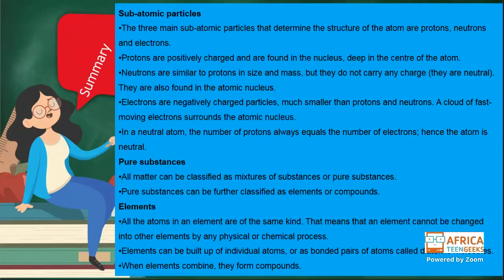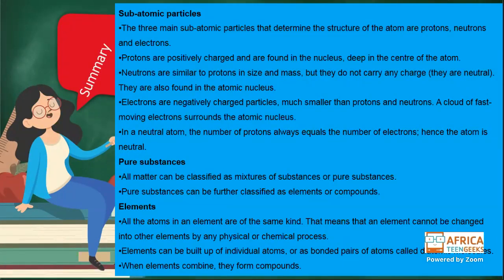We have electrons, which are negatively charged particles. They're much smaller than protons and neutrons. And there's a cloud that moves around the nucleus very fast, and this is caused because the electrons move around. Now, in a neutral atom, the number of protons always equals the number of electrons. Hence, the atoms are neutral.